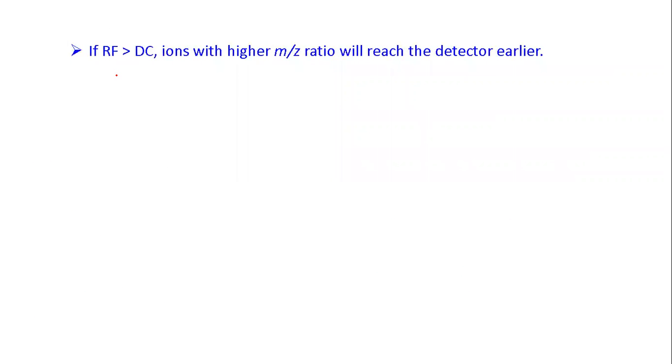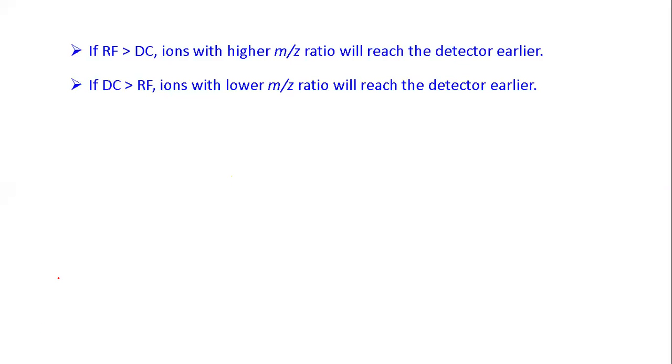Another thing is, if the amplitude of the radio frequency, RF, is higher than the DC voltage applied, the ions with higher M by Z ratio will reach the detector earlier. So having higher M by Z, that will reach the detector earlier if you have RF higher than DC. And second, if the DC voltage you are applying is higher than the radio frequency amplitude, what we'll see is the lower M by Z will reach the detector earlier. Okay, so these two things we will observe.